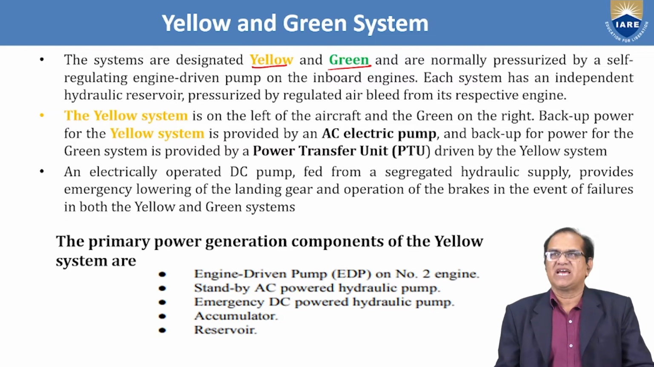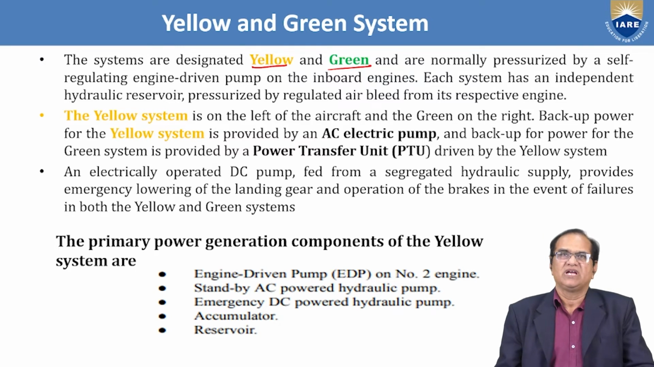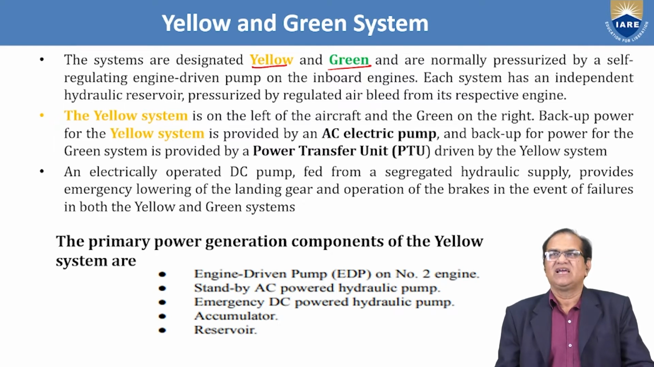Normally pressurized by a self-regulating engine-driven pump on the inboard engines. Each system has an independent hydraulic reservoir pressurized by the regulating air bleed from its respective engine. The yellow system is on the left side of the aircraft and the green on the right. Backup power for the yellow system is provided by the AC electric pump.